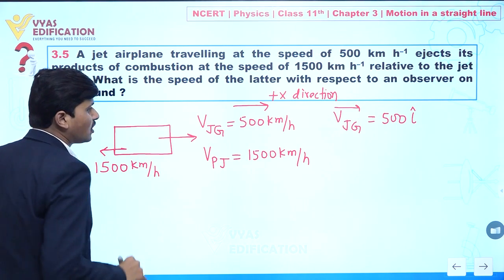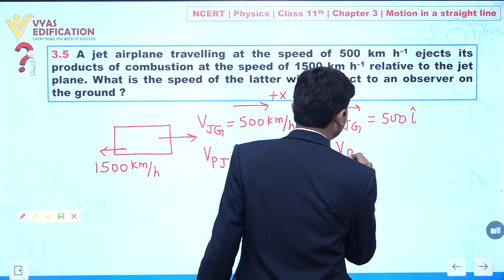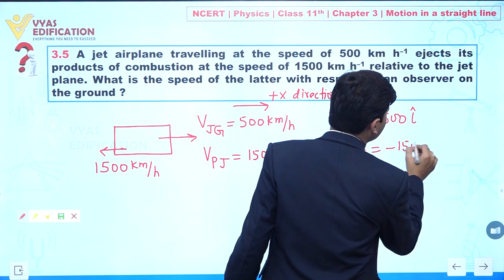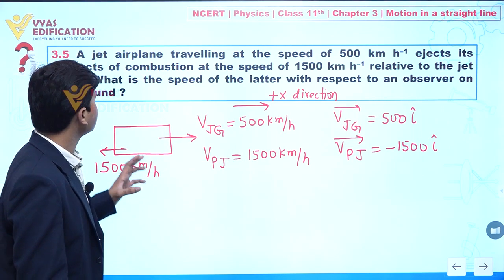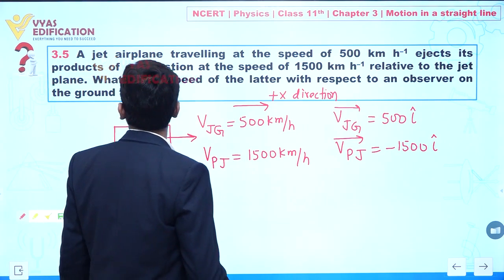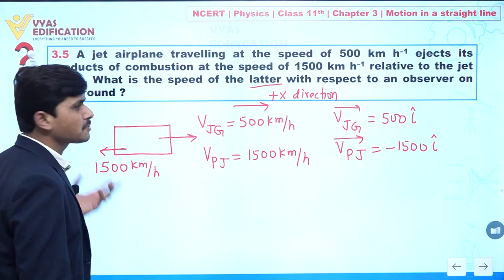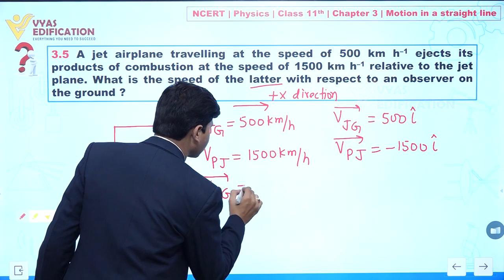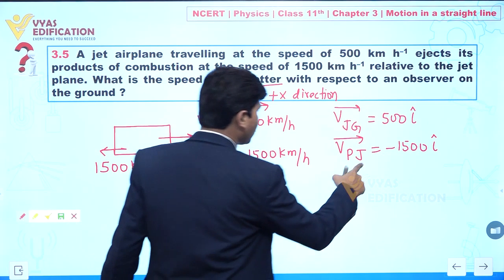You can assume any direction, but I am taking this direction. So in vector form, velocity of product of combustion with respect to jet is minus 1500 î. Now our objective in this question is to find the speed of the latter, the product of combustion with respect to ground. So how can we write it? We can utilize this relation.